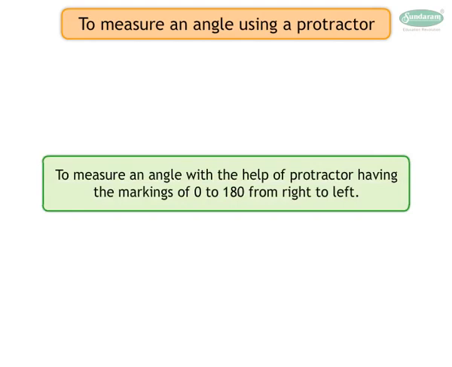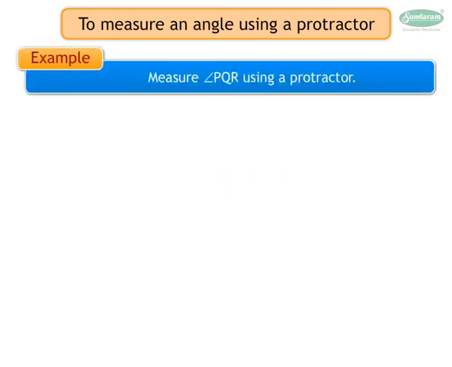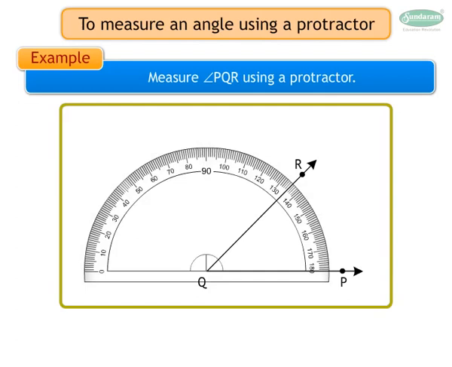Now let's see how to measure an angle with the help of a protractor having the markings of 0 to 180 from right to left. Let's see an example. Measure angle PQR using a protractor. Number 1. Look at the figure. Number 2. Let vertex Q coincide with the center of the protractor and ray PQ with the reference line. Number 3. We see the 180 degree mark on ray QP and not the 0 degree mark.